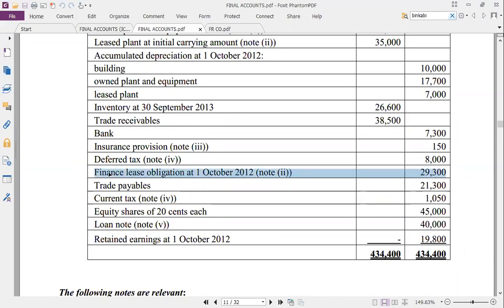Okay, so they've even performed the calculation in here to tell us the financial lease obligation as of 1st October 2012. They have prepared the calculation to show that. But let's see, if you find the present value and it's not equal to 35, then that means you need to do the calculation again. We perform the calculation.